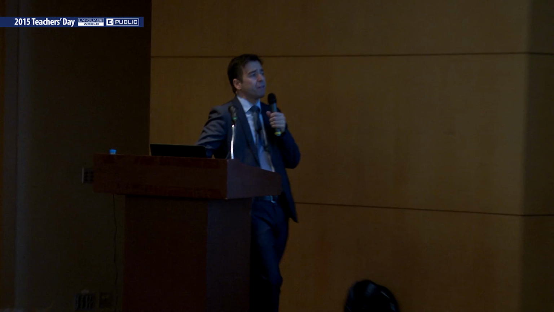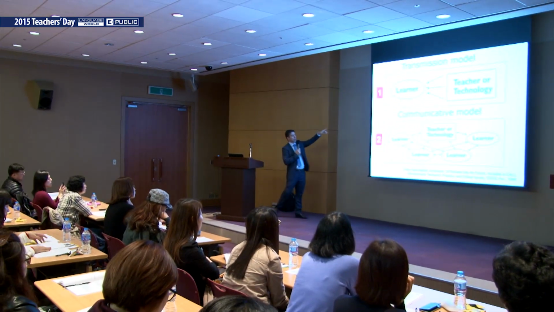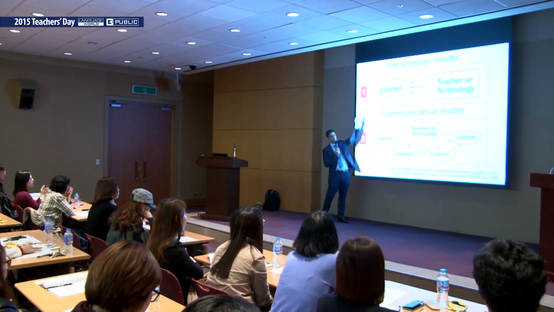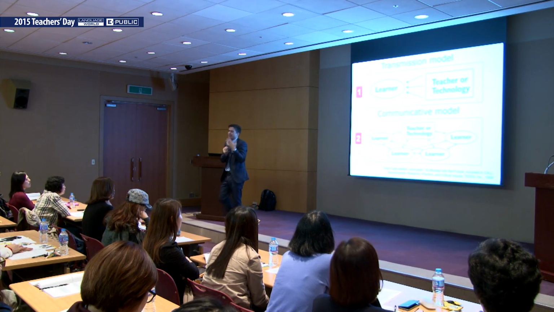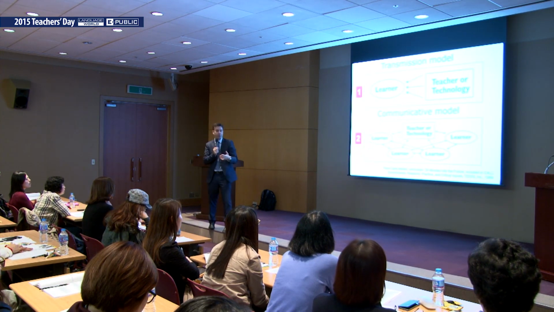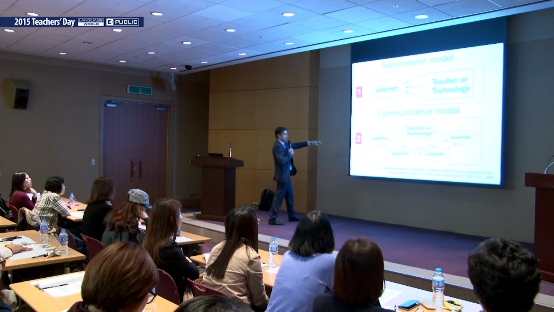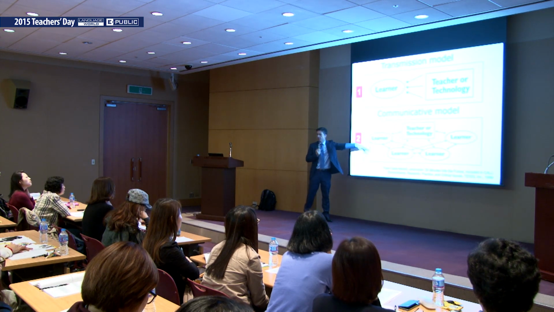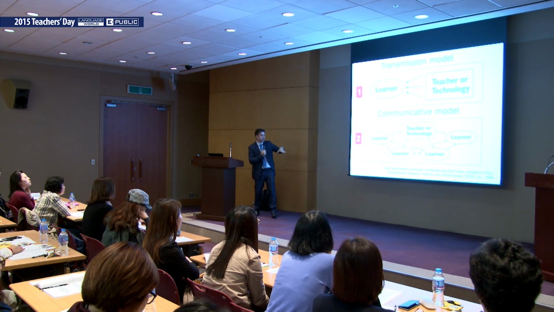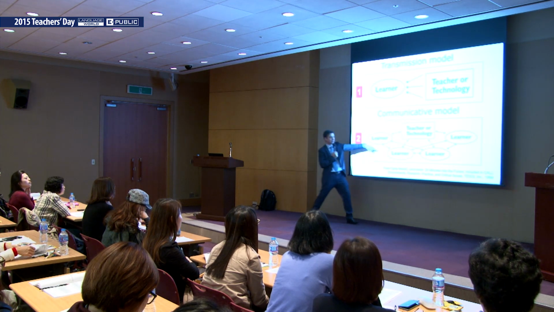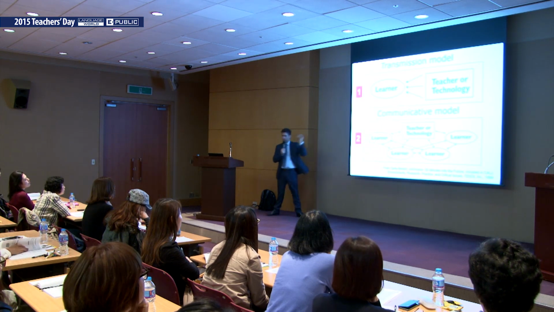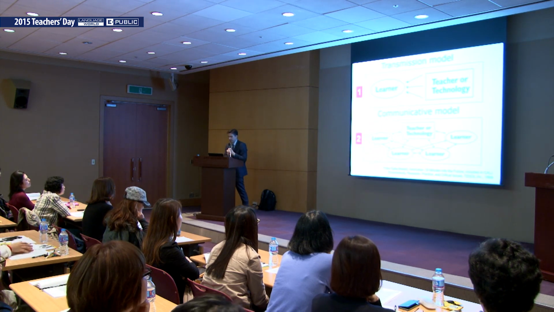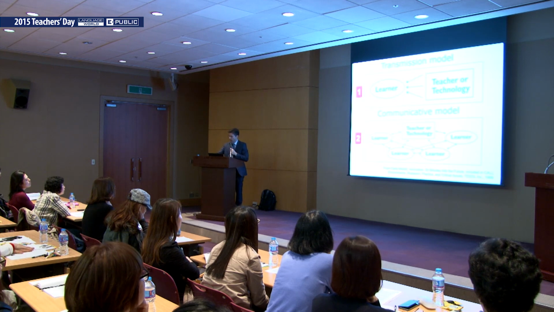And here we have the transmission model. In the transmission model, the students receive or use technology passively. It's not what we're looking for. But in the communicative model, there's active collaboration between the teacher, the learners, and the technology. And this is what we want, okay? It's not just receiving it passively.